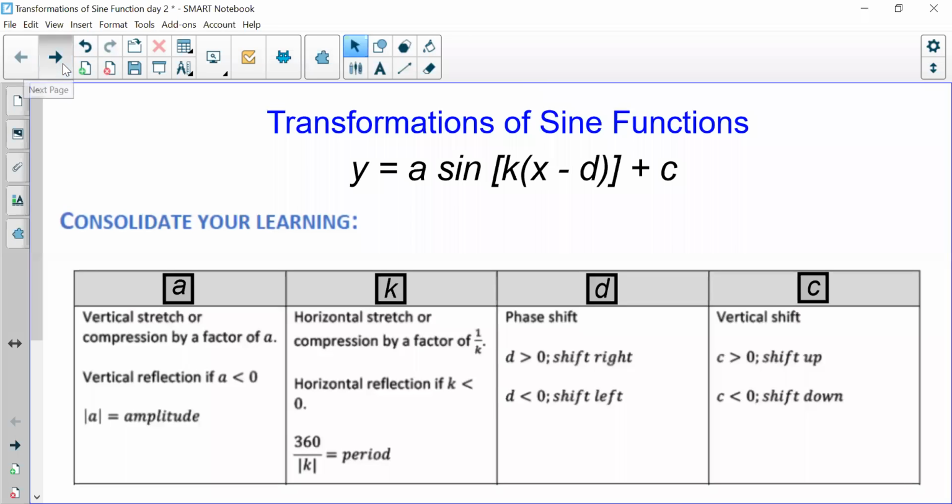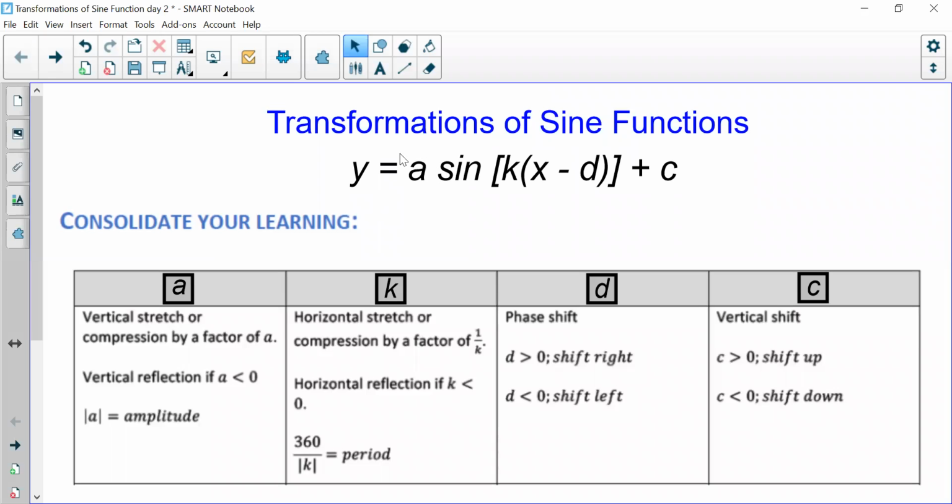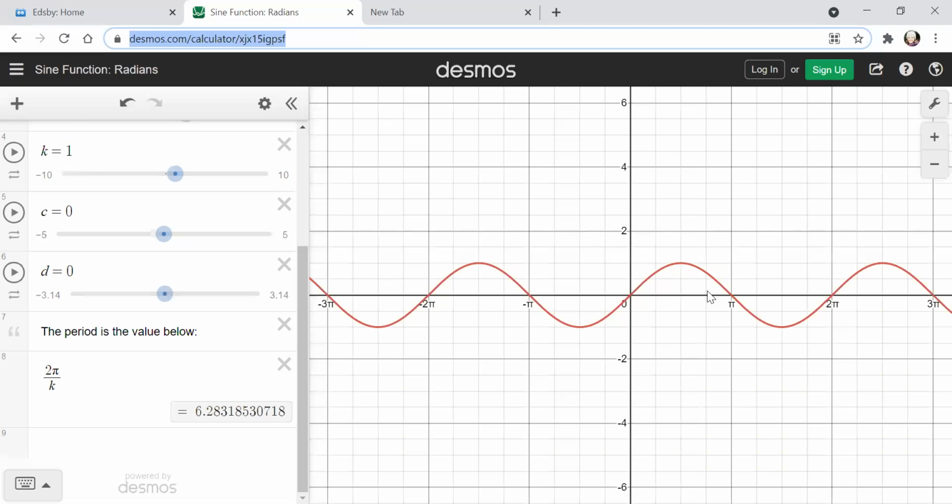So the first equation we're going to look at is y equals -1/4 sine x. If I just go back to my chart here for a minute, all I'm doing is looking at my A value. Now in this one, it's -1/4. So the vertical stretch or compression is by the factor of A, and it can also be reflected. Because it's -1/4, it should be reflected, and then we have to see how the stretch or the compression works. So I'm going to put into this equation an A value of -1/4.